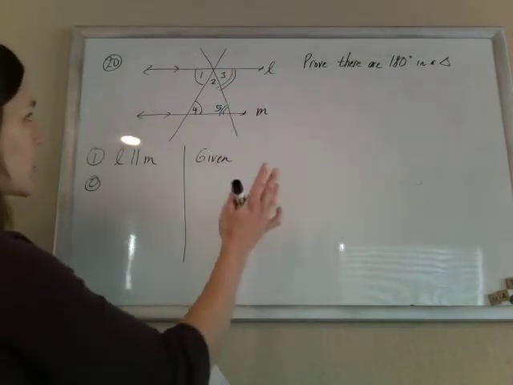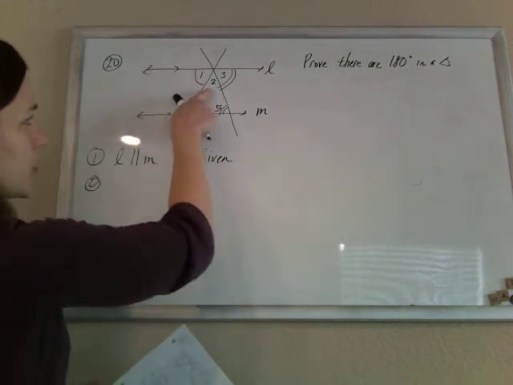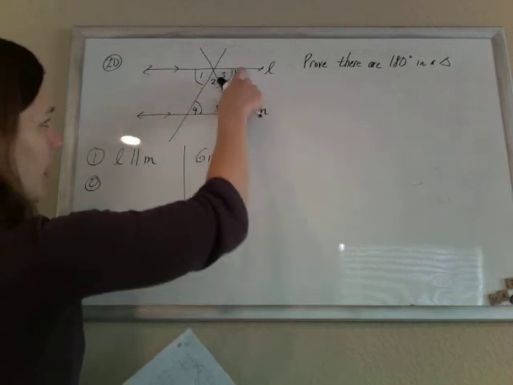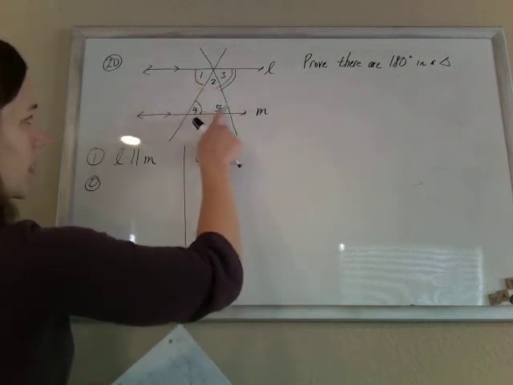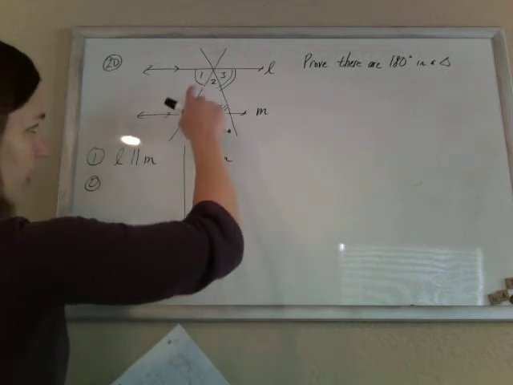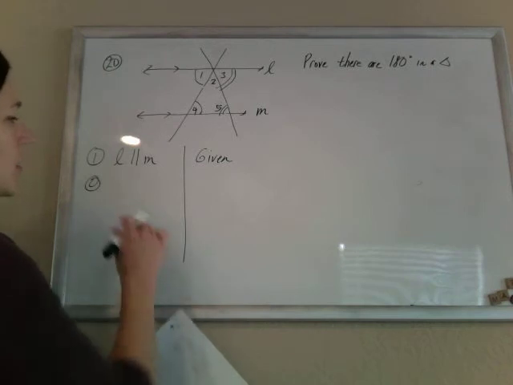And then you're like, well, why does this help me? Well, because I know that if I add 1 and 2 and 3, that should be 180. But 4 was the same as 1 and 5 was the same as 3. So if I add 4 and 2 and 5, that should be 180. So let's see how it looks.